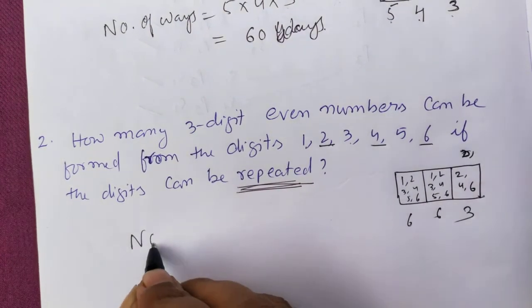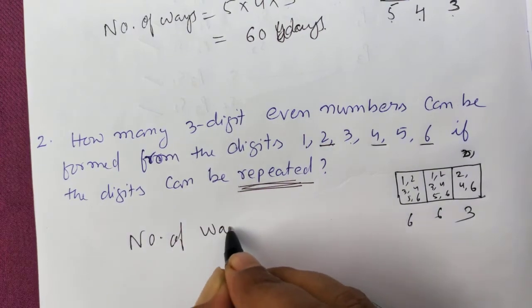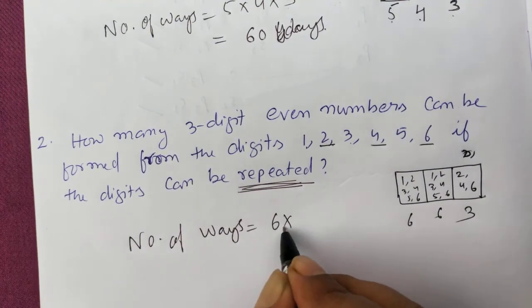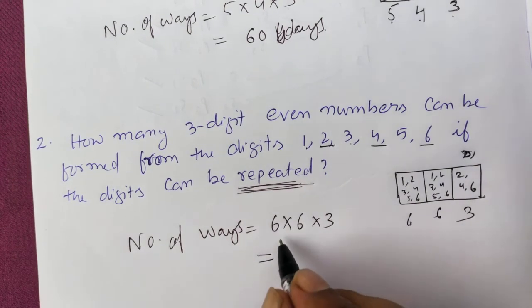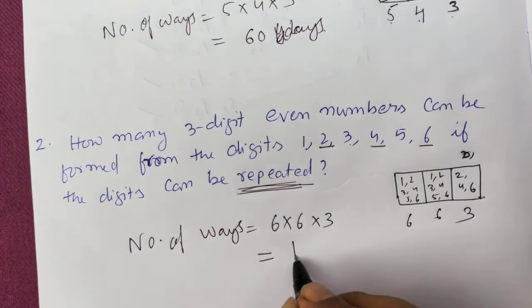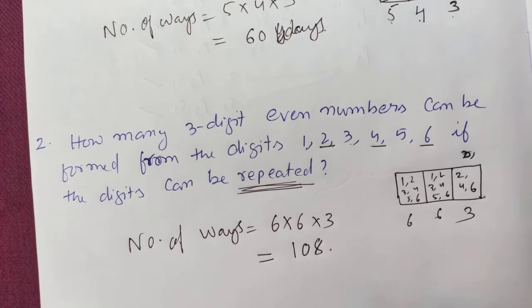So the number of ways will be 6 into 6 into 3. You multiply, and that's your answer. 6 sixes are 36, and 36 into 3 is 108.